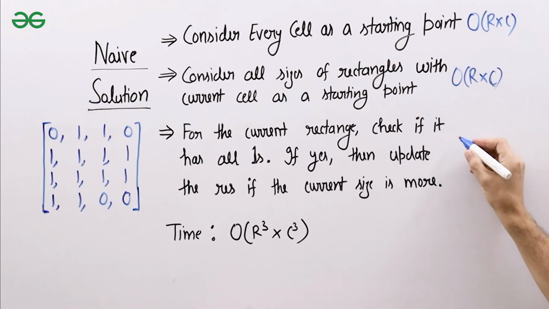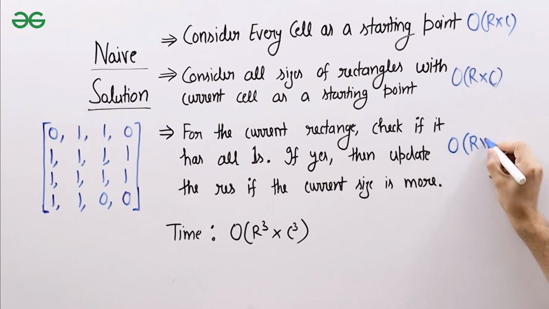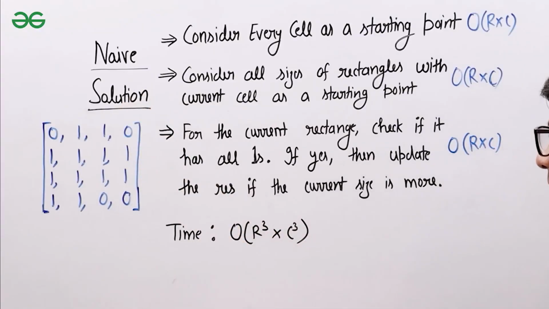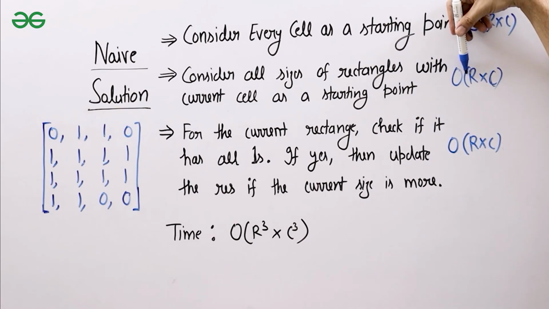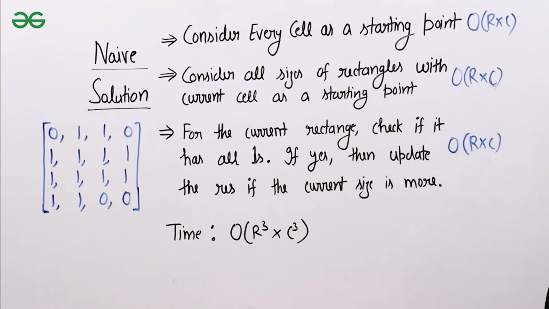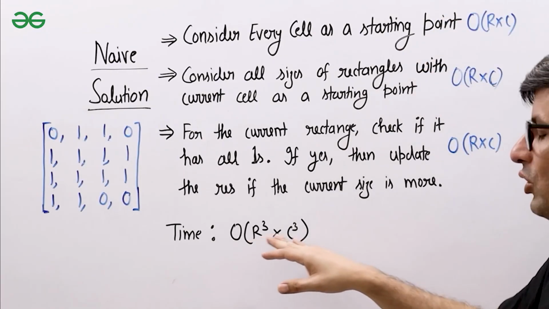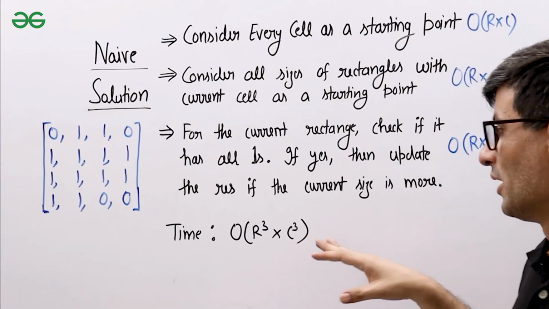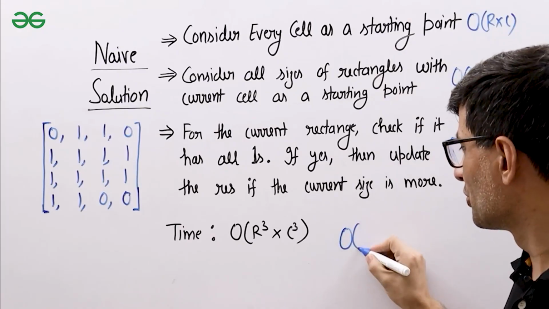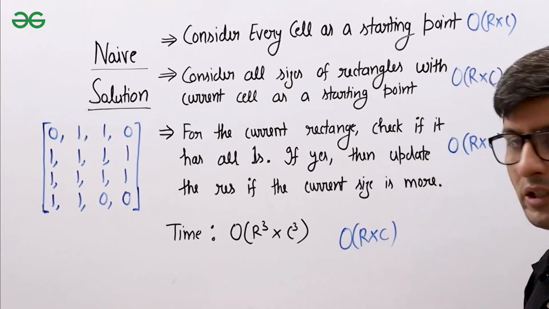Checking for all ones is again going to be big O of R into C time. These are upper bounds, because you are actually going to run fewer than the rows and columns, and even for the sizes. But if you want to find an upper bound, it's big O of RC loop, inside this another big O of RC loop, and inside this another big O of RC loop. So this is going to be a big O of R cube into C cube solution. There exists a much better solution. We are going to talk about a solution which is big O of R into C only.